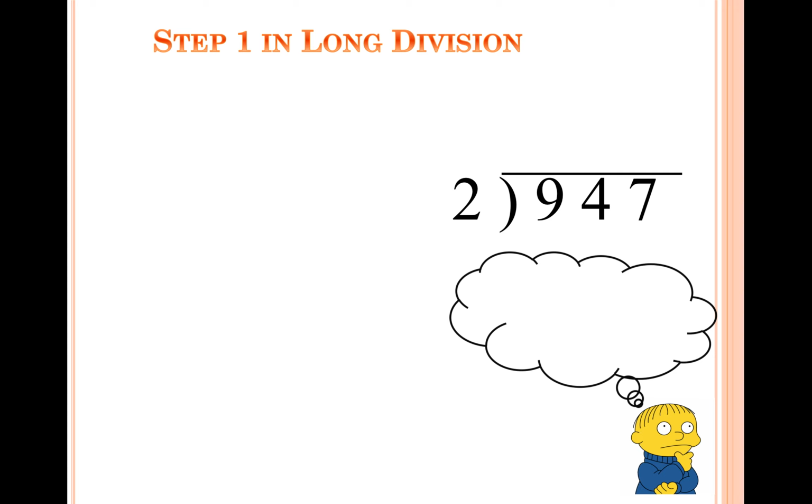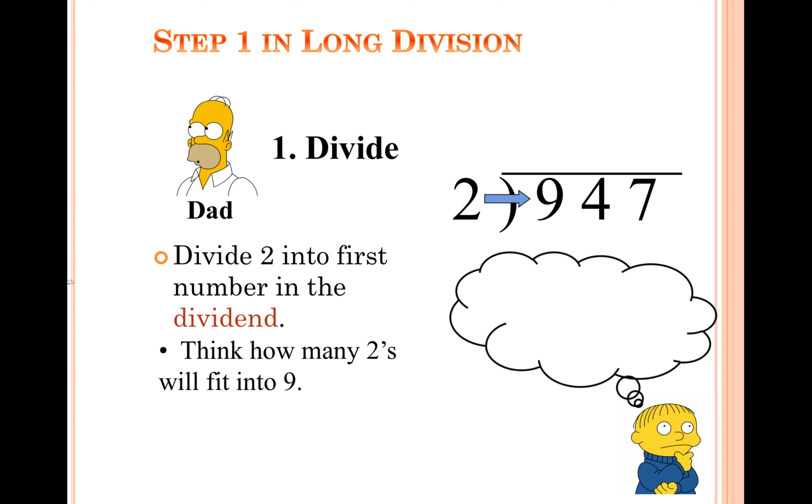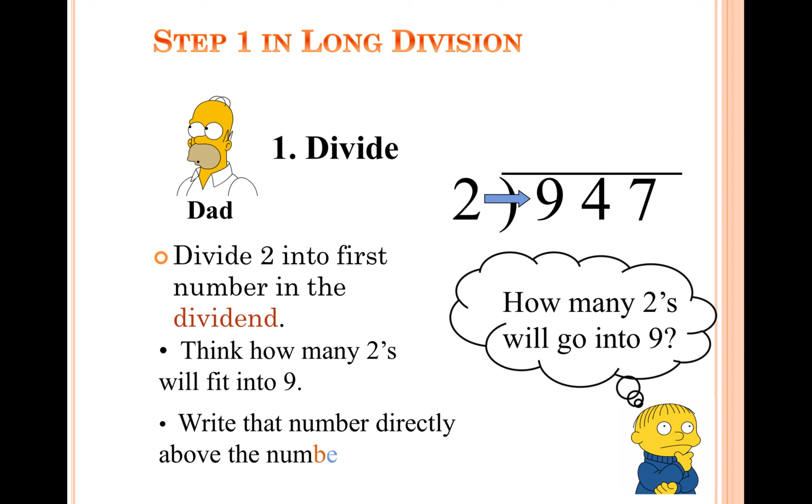All right, 947 divided by 2. First step is to see how many times 2 goes into 9. So basically dividing 9 by 2. So this number inside the garage is the dividend. The number outside is the divisor, and your answer that goes up on the roof is called the quotient. So we're going to look at that first digit. How many 2's will fit into 9? And then we're going to write that number directly above the 9.